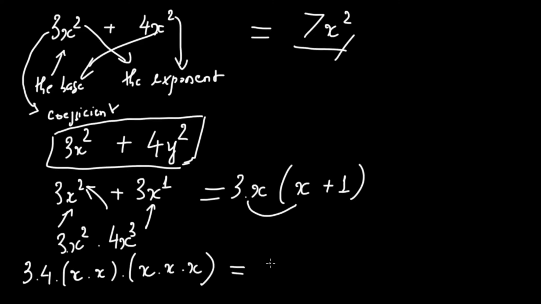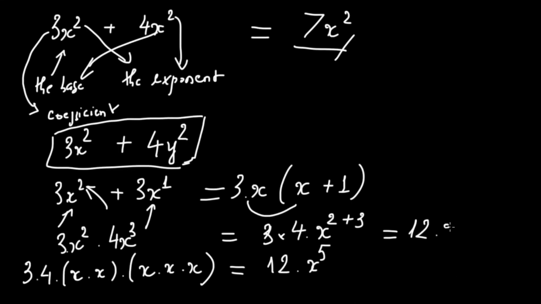So it equals 12 times, basically we take 5 variables x, we multiply together. So x raised to the 5th. Basically, when we multiply two exponents together with the same base, we multiply the coefficients together. Then we write down the same base and we add the exponents together. And that is how it works. So we got 3 times 4, we got 12. And x we write down right here. And then 2 plus 3 is 5.